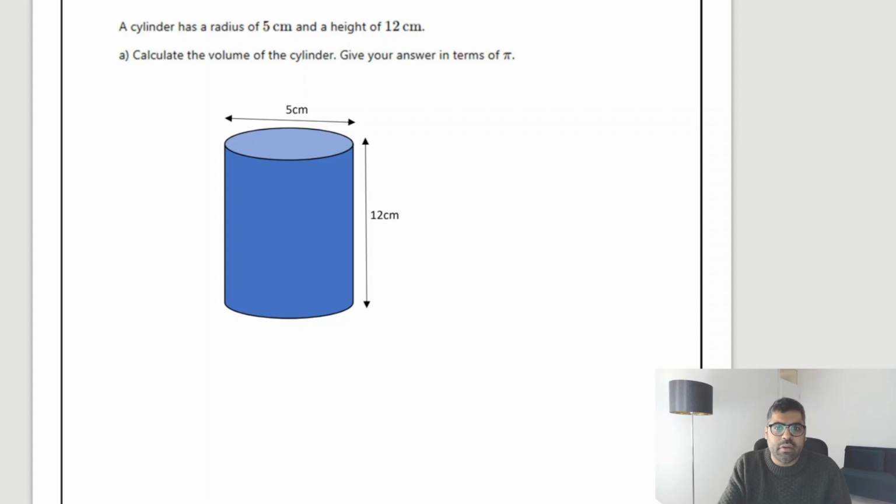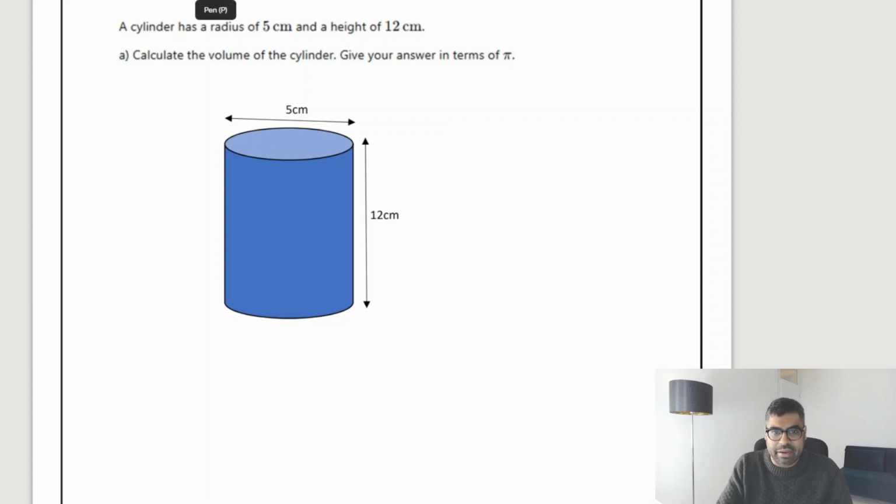Question 11. We're told a cylinder has a radius of 5 and a height of 12. Calculate the volume of the cylinder. Give your answer in terms of pi. This is really key here, again, being a non-calculator paper. They've been quite nice to us. They've actually given us a diagram of the cylinder. We can see that the radius is 5 and the height is 12. And we need to calculate the volume.